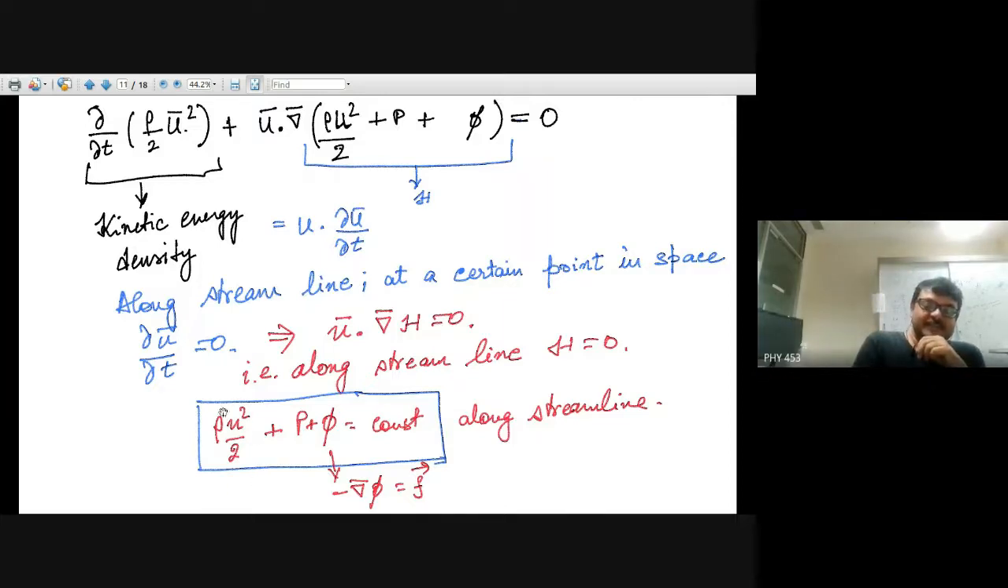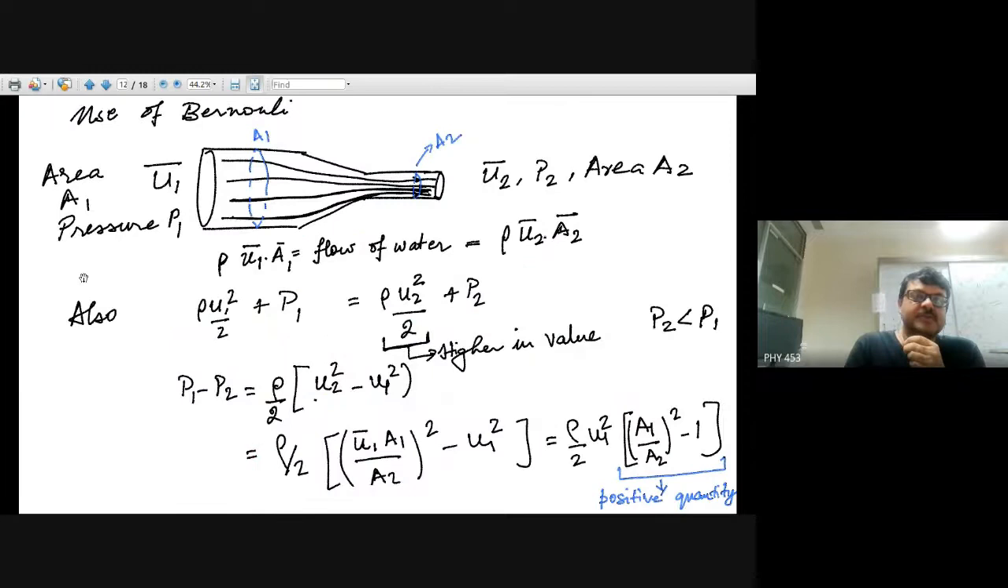So when you're taking a grad and doing a dot product along this streamline, this is equal to constant. So the kinetic energy density, pressure, and, if you have a conservative potential corresponding to a conservative force field, minus grad phi equal to F, right? How do we use this? To use this, suppose the use of Bernoulli equation in the inviscid limit steady state flow. The assumptions are extremely important. Just don't take an equation and use it anywhere. Also, we used steady state flow, incompressible flow, inviscid. Three conditions. Please remember that.